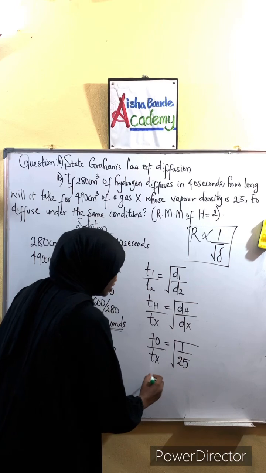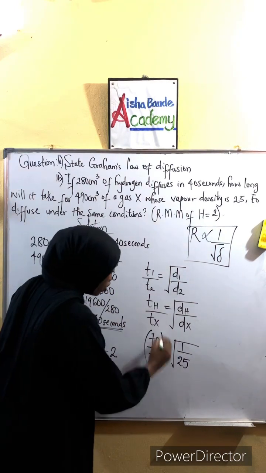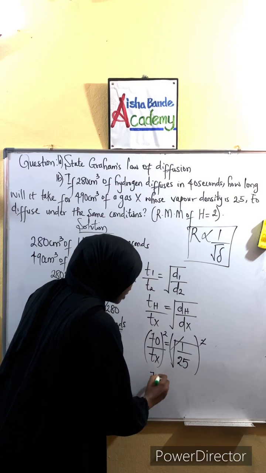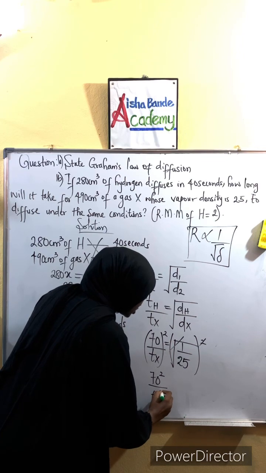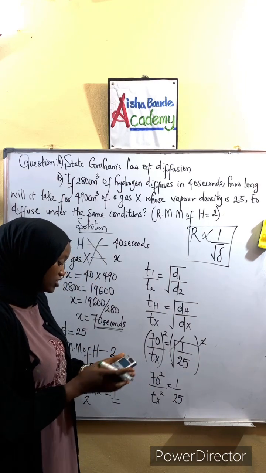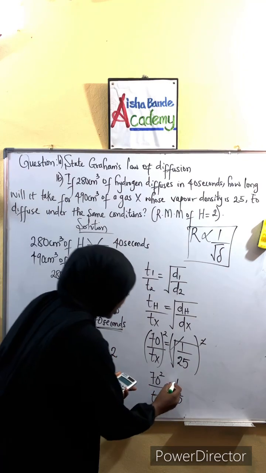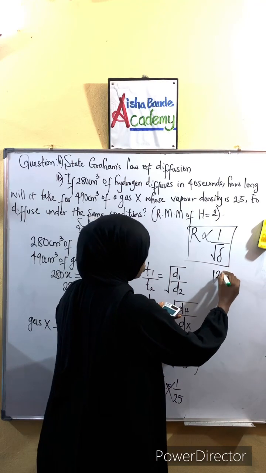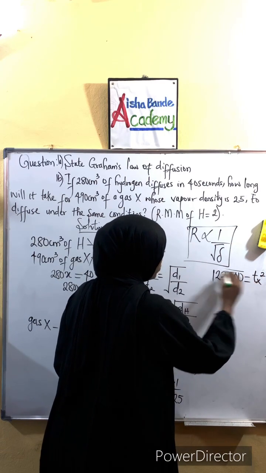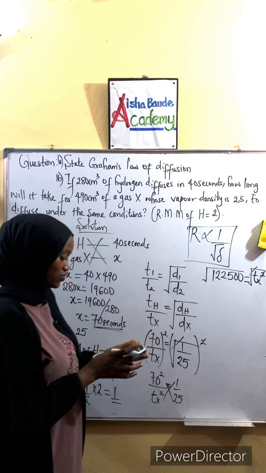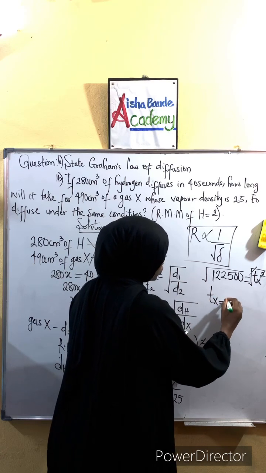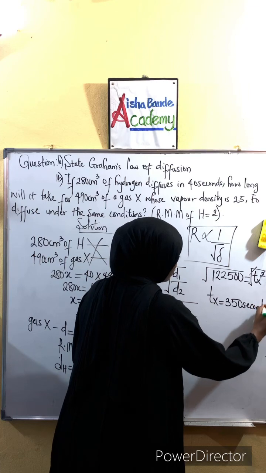So this is 25. To eliminate the square root sign, all we need to do is take the square of both sides. When we square both sides, the square cancels the square root and eliminates it. So here we are left with 70 squared over tx squared equal to 1 over 25. Let's simplify here. When we cross multiply, we're going to have 70 squared times 25, which is 122,500, equal to tx squared times 1, which gives us tx squared. From here we take the square roots of both sides to get the value of tx. So the time for gas X to diffuse is going to be 350 seconds as the final answer.